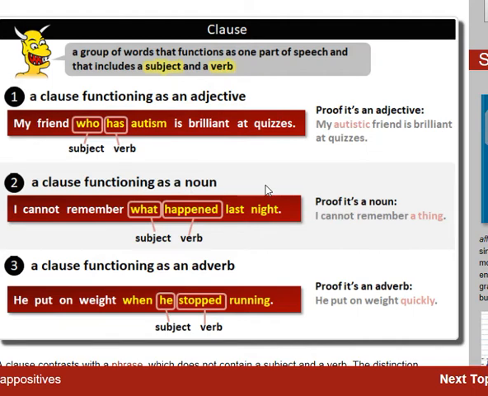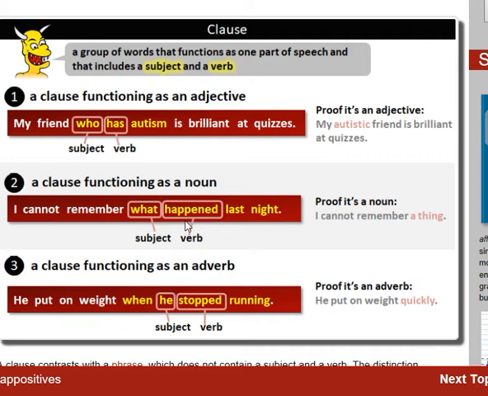Then a clause functioning as a noun: I cannot remember what happened last night. So now we have the proof that it's a noun: I cannot remember a thing. So what happened? That's the thing here. And then number 3, we have a clause functioning as an adverb.